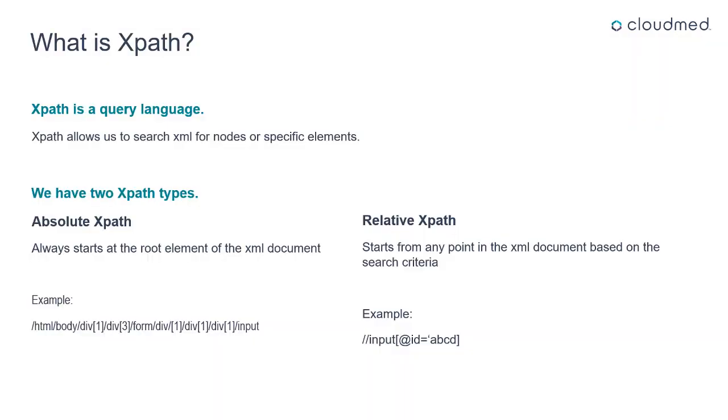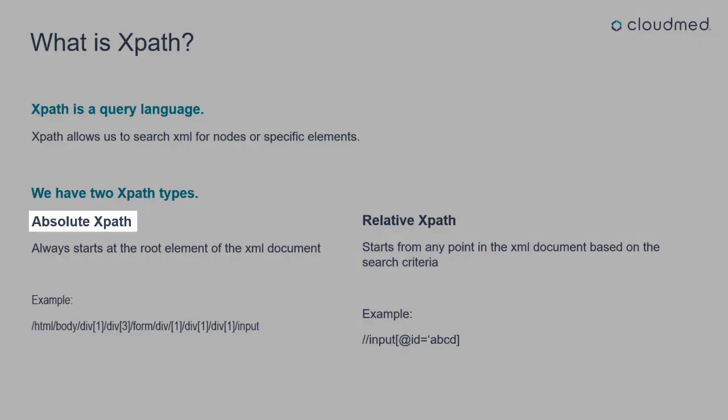Before we can start using XPath, we need to understand what it actually is. And XPath is a query language. It's going to allow us to search XML documents for nodes or specific elements. XPath has two types. We have absolute XPath and relative XPath.